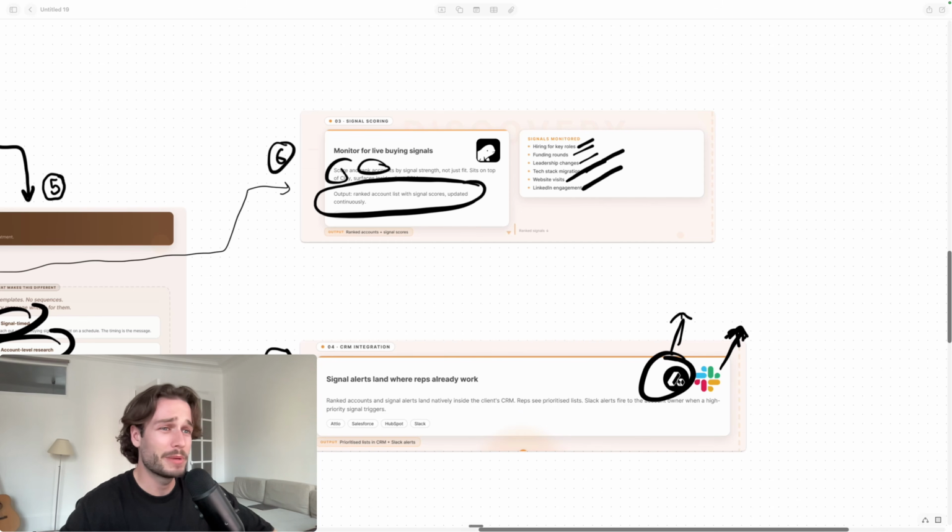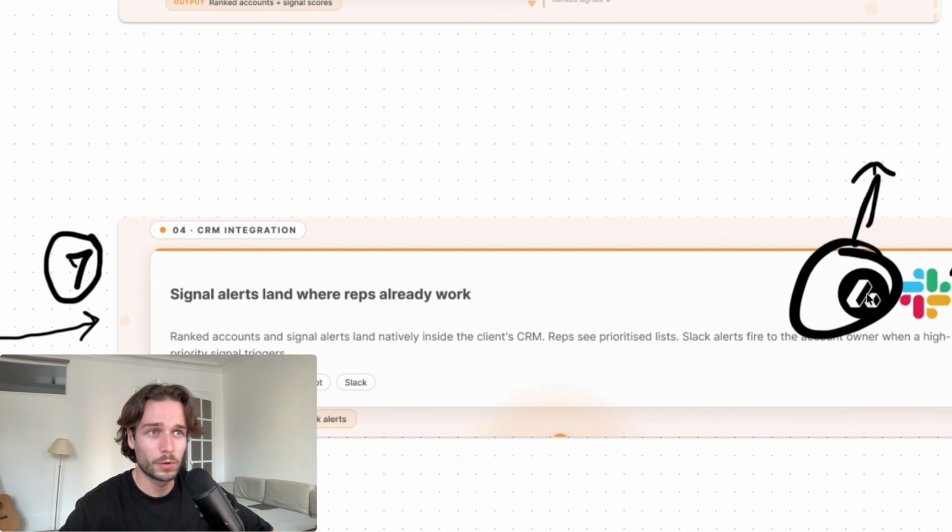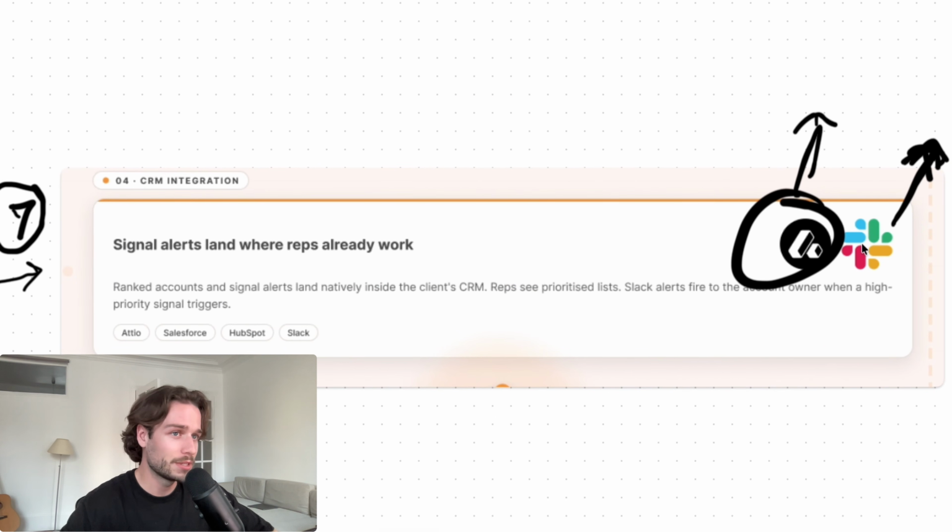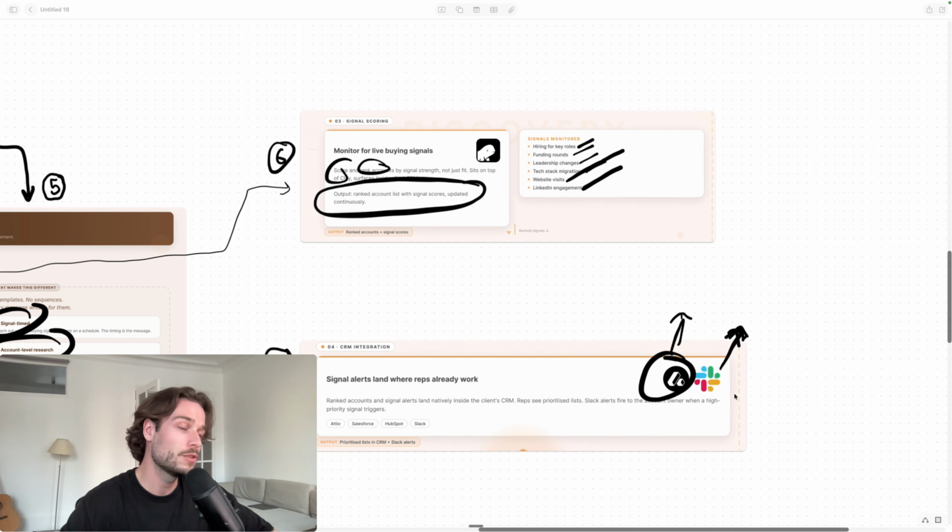Okay, now the next step here is signal alerts where your reps already work. So I've got ASIO here, but it could be any other CRM, HubSpot, Salesforce, it doesn't really matter. And then Slack or Teams, most teams we work with are using Slack, pushing those live buying signals into the channels where the reps work, alerting them in their CRM so they know that when something hot comes through, something live comes through, they can go after it.